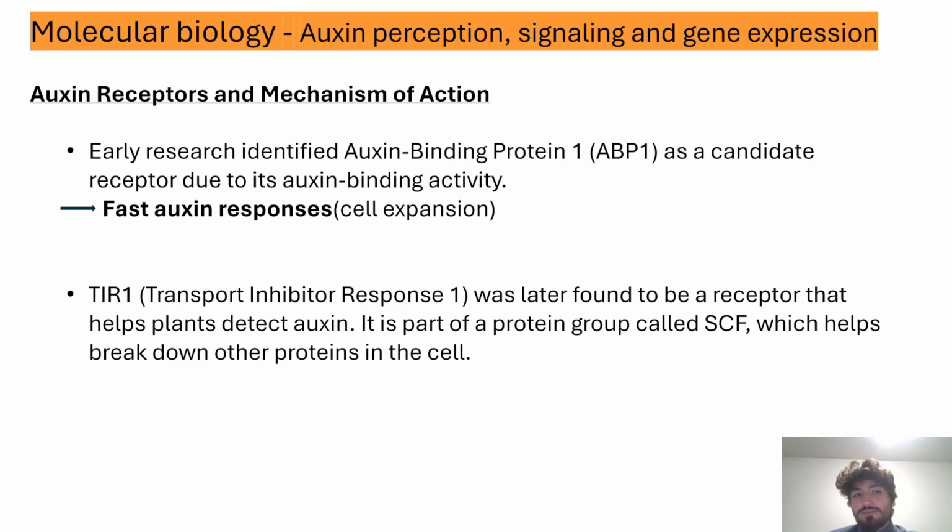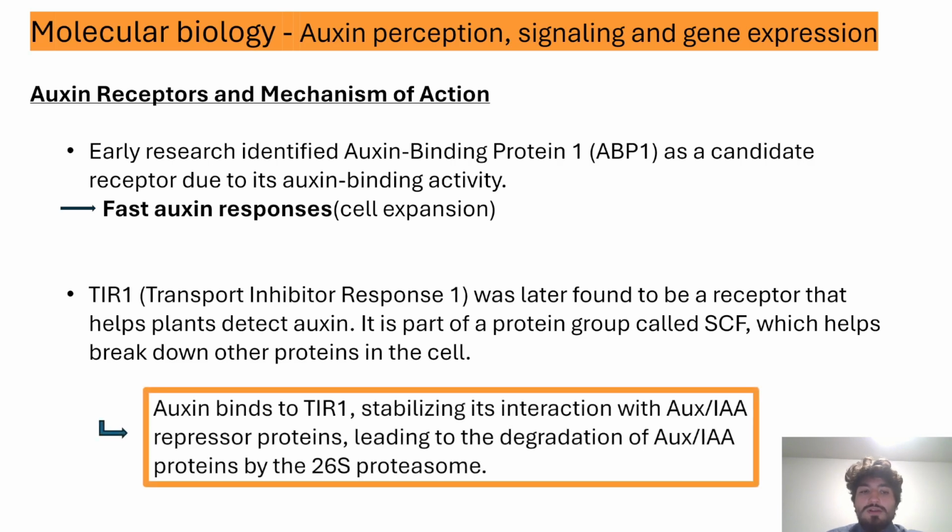It is responsible for fast auxin responses like cell expansion, and also TIR1, which stands for Transport Inhibitor Response 1. It was later found to be the receptor that helps plants detect auxin, and it is part of a protein group called SCF, which helps break down other proteins. So basically, auxin binds to TIR1, stabilizing its interaction with the Aux/IAA repressor proteins, which leads to the degradation of the Aux/IAA proteins by the 26S proteasome.